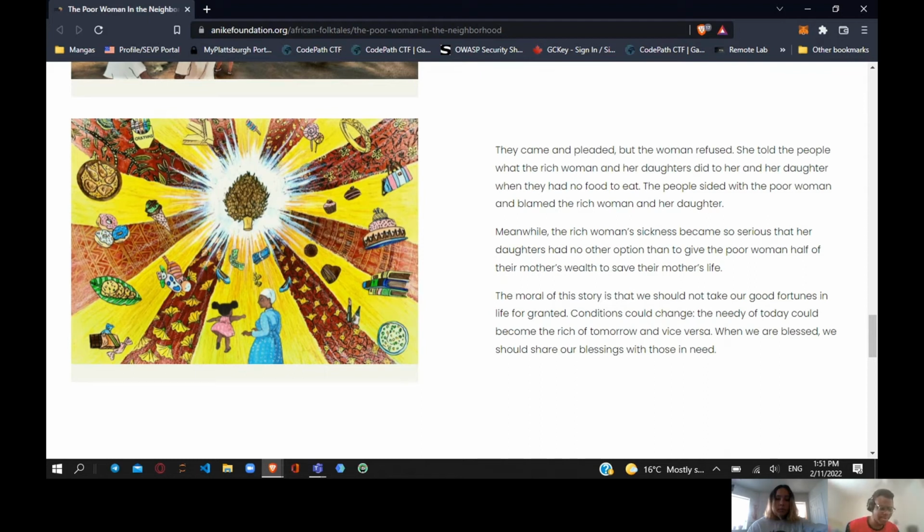So basically the moral of this story was that the rich lady was not generous with the poor lady, and this created consequences for her in the end, because she needed her help later on, and the poor woman would not give it to her because she had not been kind.